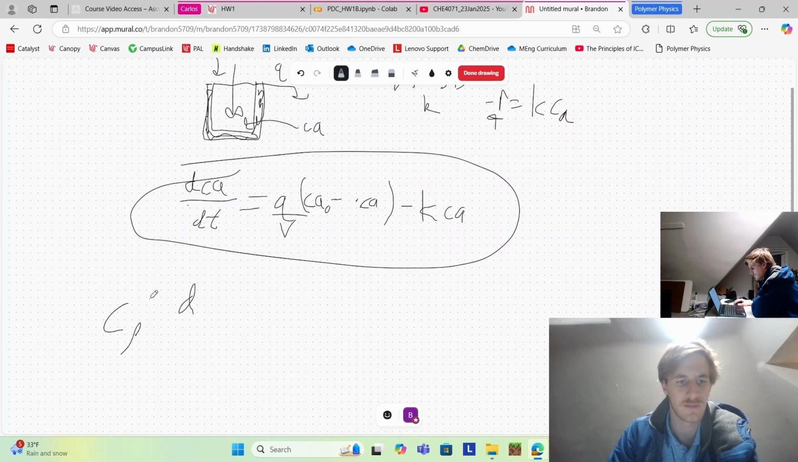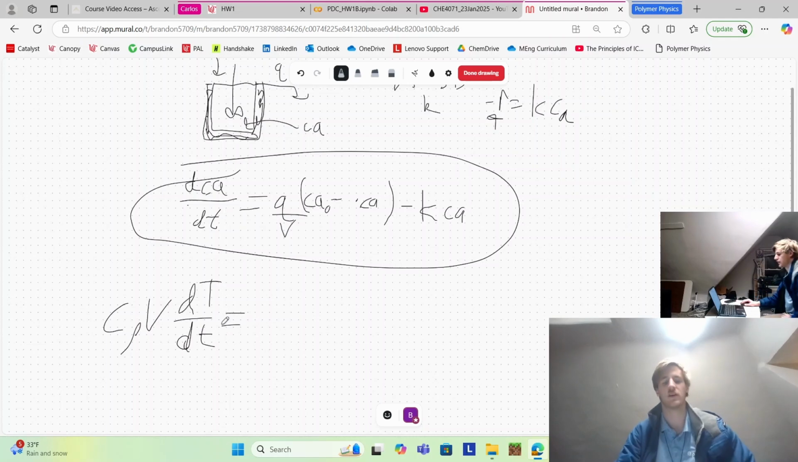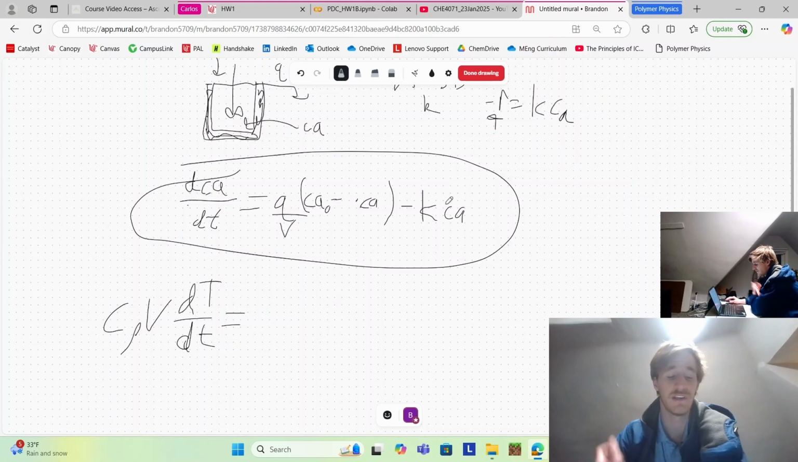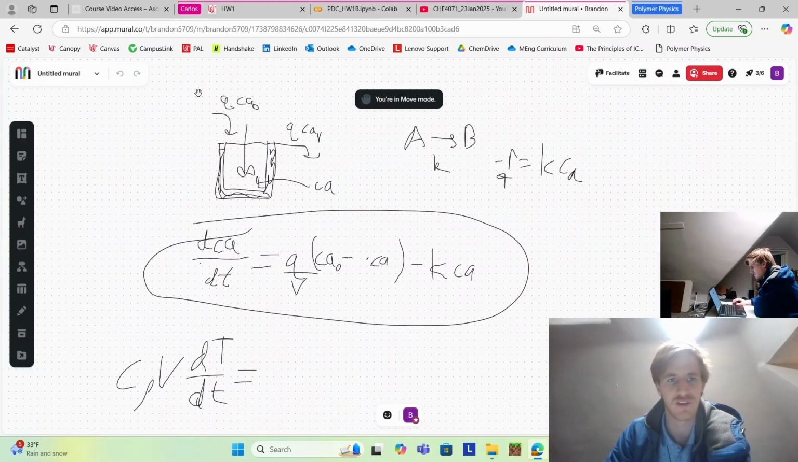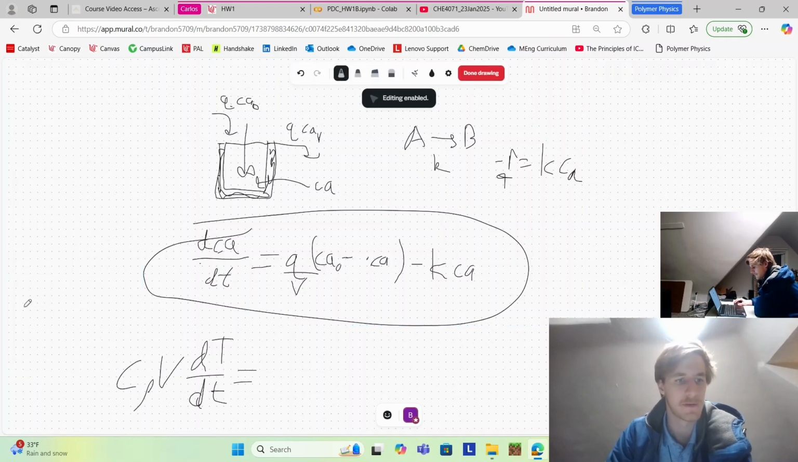D times rho times V times the temperature. Right, so this is going to be from 3 different sources. First we have this flow coming in, right? That flow going in is at some temperature Ti, T initial, T naught, and this flow going out is the temperature of the tank.